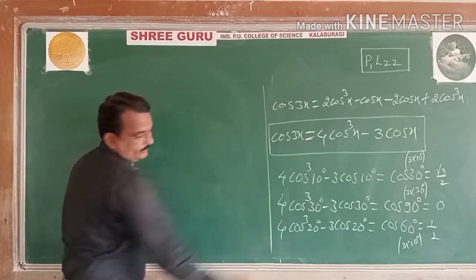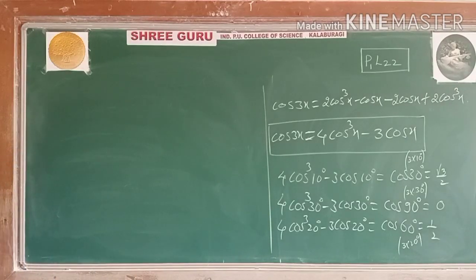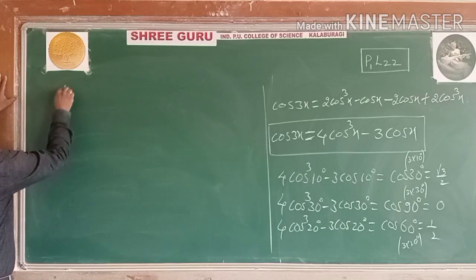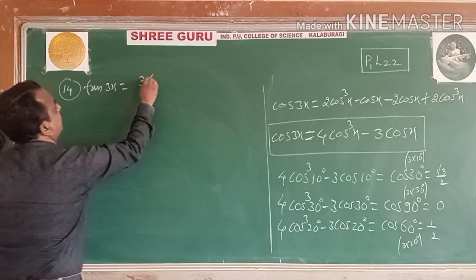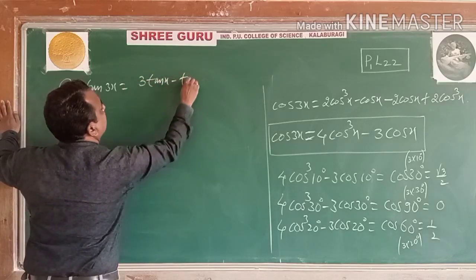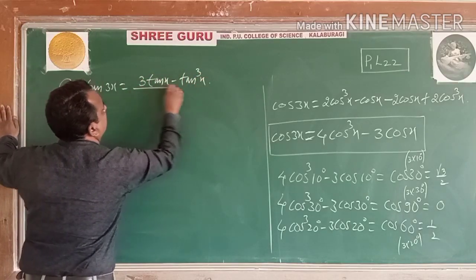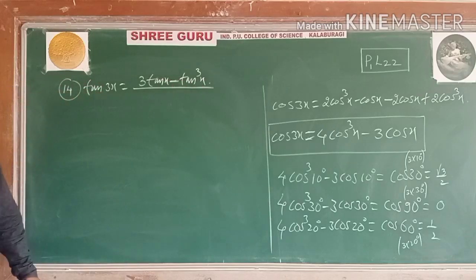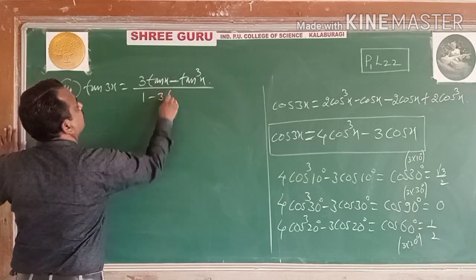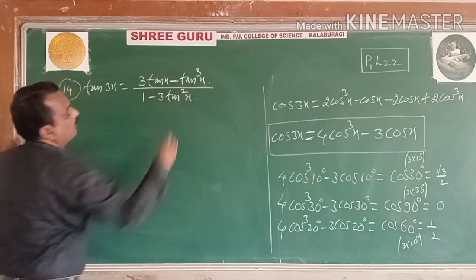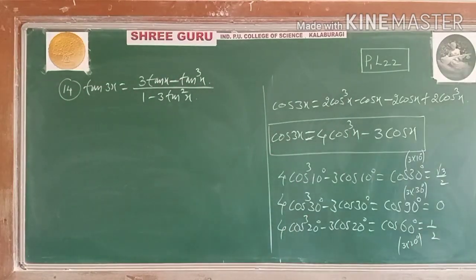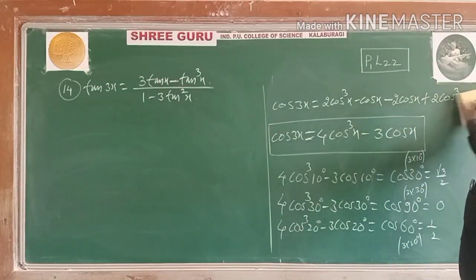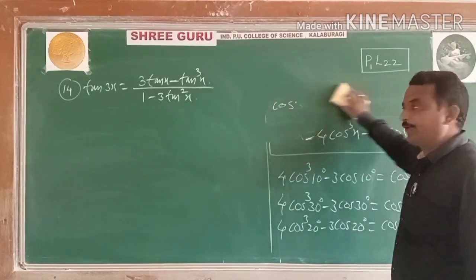Tan of 3x. Let us come to the tan of 3x, students. Tan 3x is equal to 3 tan x minus tan cube x divided by 1 minus 3 tan square of x.